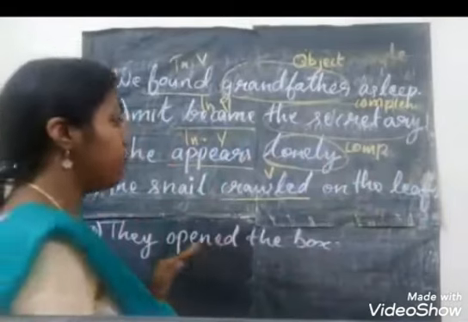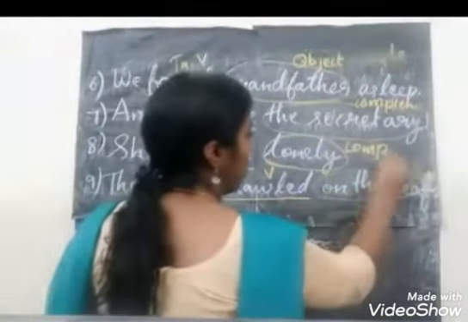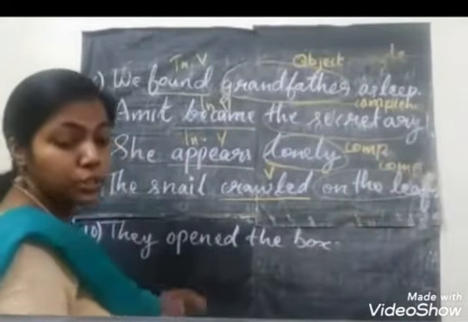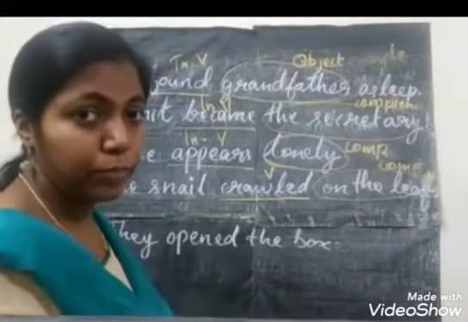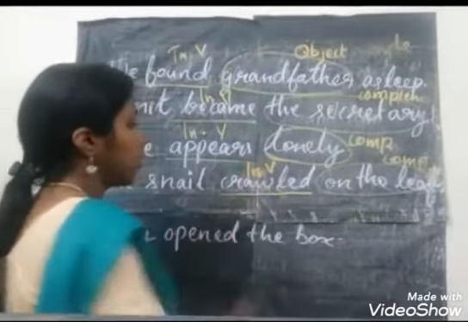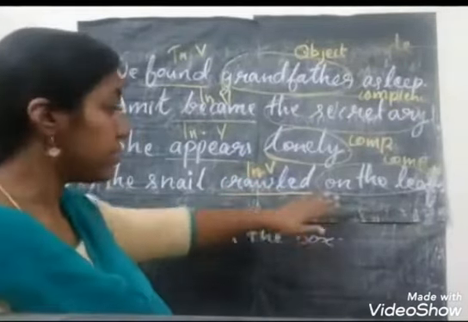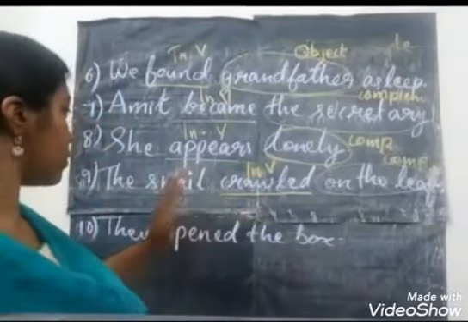So "on the leaf" is what, children? Yes, on the leaf is the complement of the verb. So crawled is what? Crawled is an intransitive verb, and you can't change this sentence into passive either. So that's the thing.